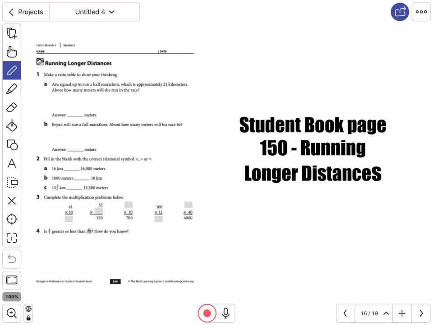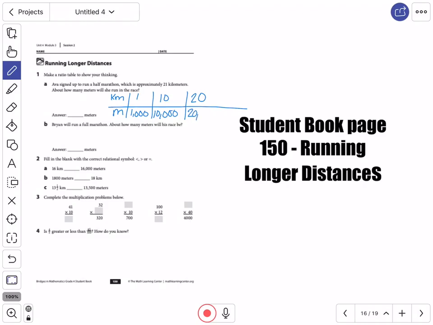Okay, so running longer distances. It says to make a ratio table to show your thinking. Ava signed up to run a half marathon, which is approximately 21 kilometers. About how many meters will she run in the race? I'm going to draw my ratio table first. So I'm going to draw kilometers on the top, meters on the bottom. 1 kilometer is 1,000 meters.